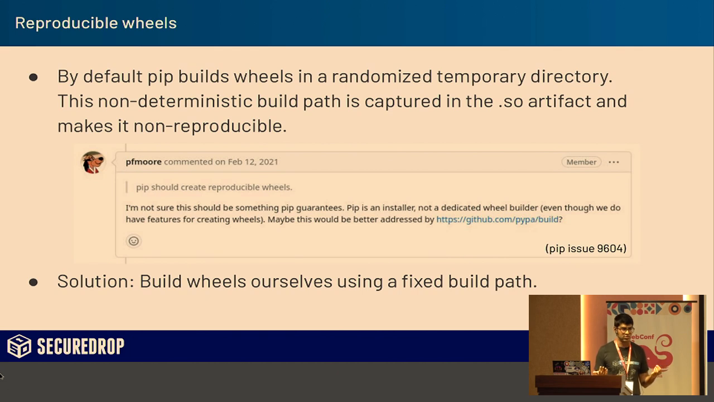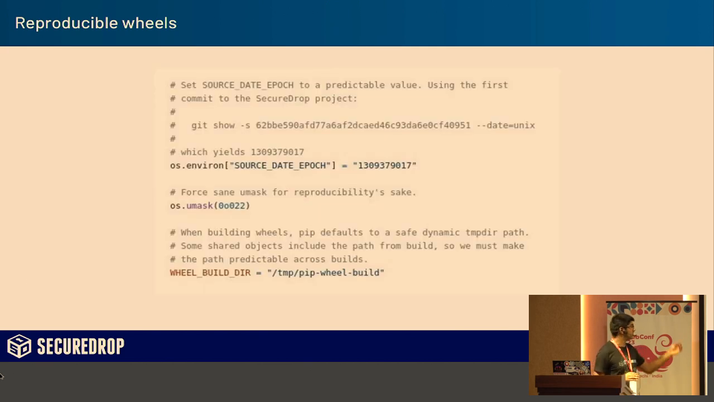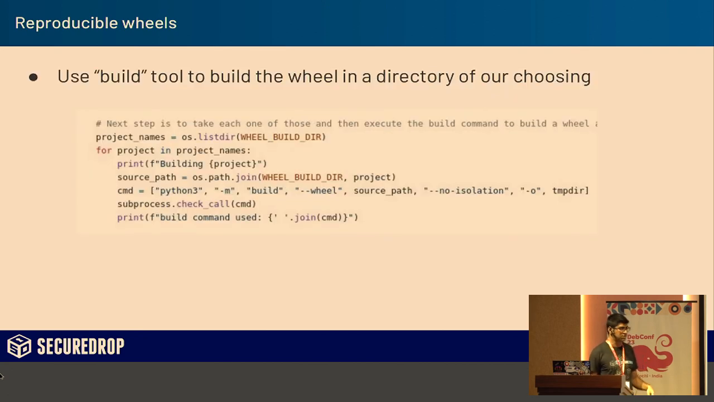And so now the solution is that we build the wheels ourselves using a fixed build path. This is more or less the main part of the reproducibility code: set the SOURCE_DATE_EPOCH to a fixed timestamp, set a regular umask, and then set a fixed path. We still build in a temporary directory, but it's just called pip-wheel-build, and we use that path every time. The code itself just uses the build tool, but makes sure to run it in that directory, so then we don't have differing paths. This work is mostly done, but it's not yet in use, and so that'll be the next step to reach 100% reproducibility.